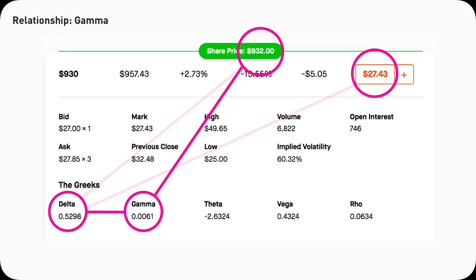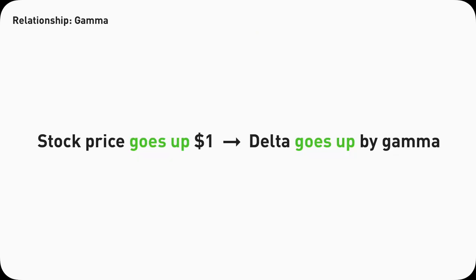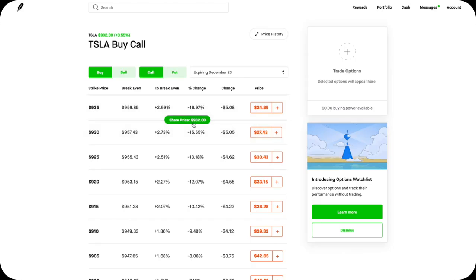Let's continue. We can look at the relationships among gamma, delta, the stock price, and the option price. Specifically, gamma is saying how much the delta would change for every $1 the stock increases. This is where things get slightly more complicated but interesting. Let's take a look at this example.